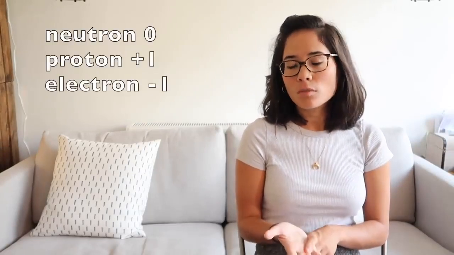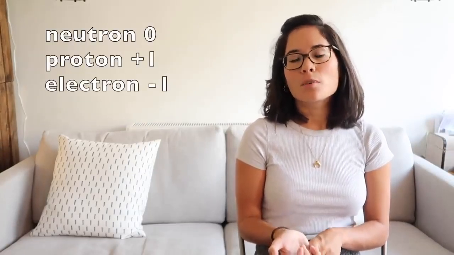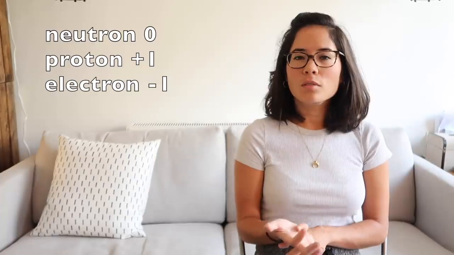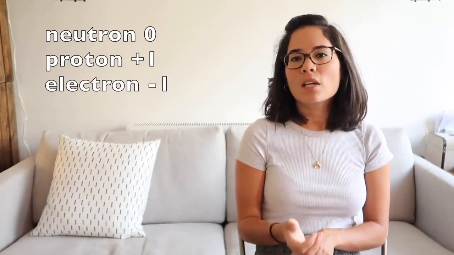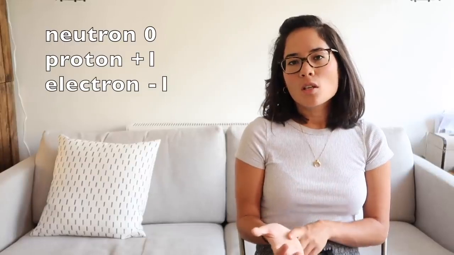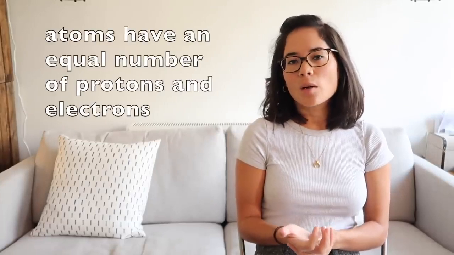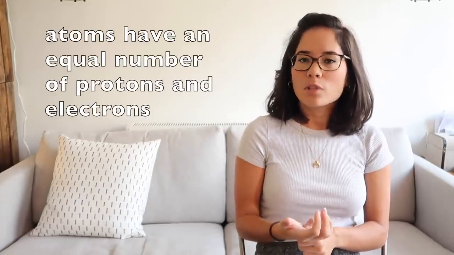Looking at the charges now, a neutron, so neutral, has no charge because it is neutral. A proton, positive, has a positive 1 charge, and an electron has a -1 charge. So when we look at an atom, we know that it is uncharged, which therefore means it must have equal numbers of electrons and protons.